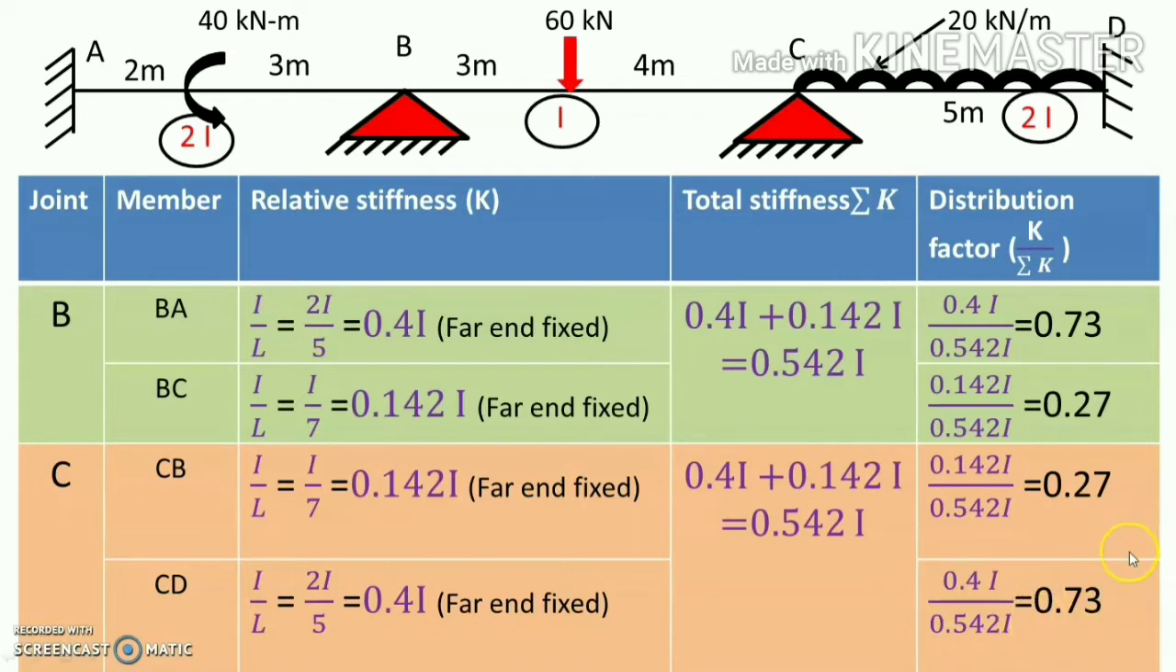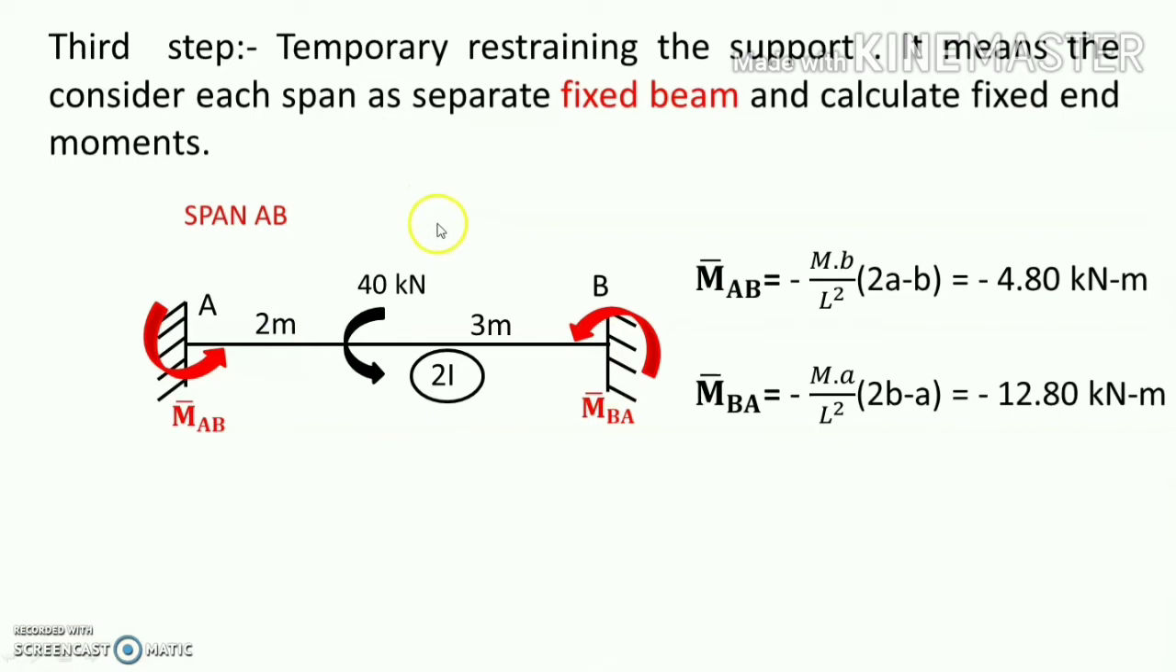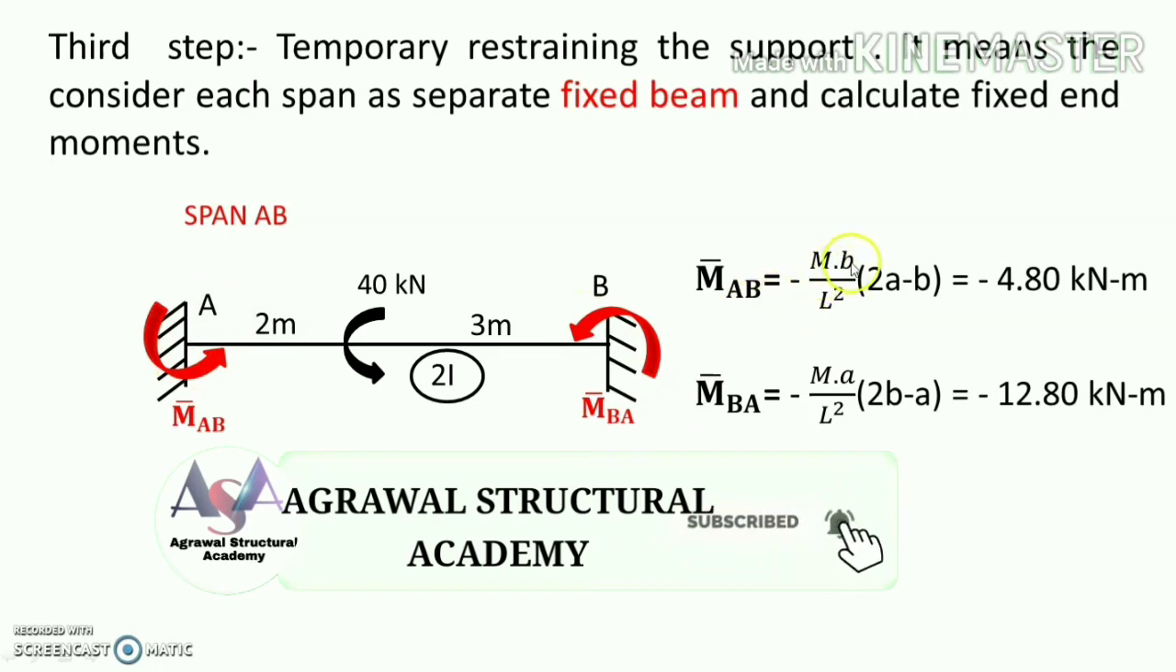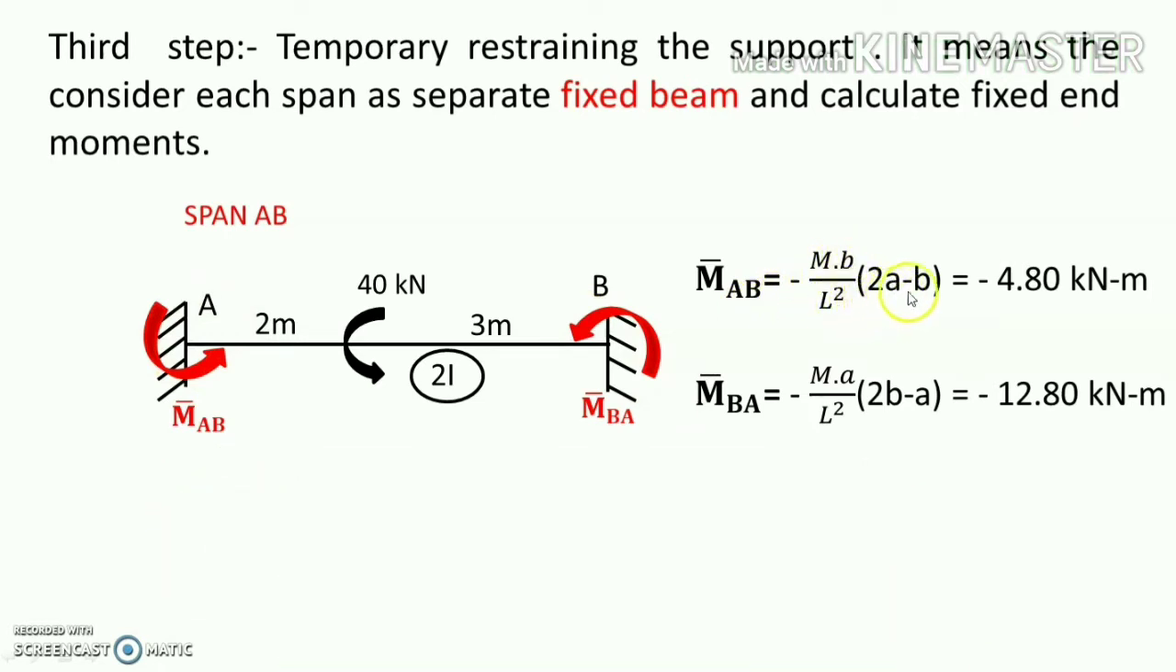Now, next is the temporary restraint on the supports. Consider each span as a separate fixed beam. So, apply restraint at both ends and find out the fixed end moments. Now, this is an anti-clockwise moment, and an anti-clockwise moment produces an anti-clockwise fixed end moment. The formula is M B by L square into twice B minus A. Why is this minus? Because this moment is anti-clockwise, that is why it is minus. Here also it is anti-clockwise, that is why minus, because we know an anti-clockwise moment produces an anti-clockwise fixed end moment. So, now put the values into this formula. We will get minus 4.80 and minus 12.80.